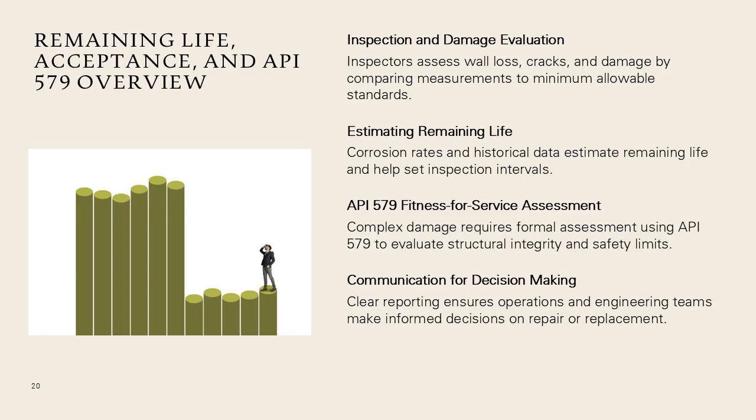for continued service. This involves comparing measured thickness and defect dimensions against minimum allowable values based on design conditions and code requirements. Corrosion rates derived from historical data are used to estimate remaining life and establish appropriate inspection intervals. When damage exceeds simple acceptance criteria or involves complex conditions, a formal fitness for service assessment in accordance with API 579 may be required. Such assessments provide a structured methodology to evaluate structural integrity and define safe operating limits.